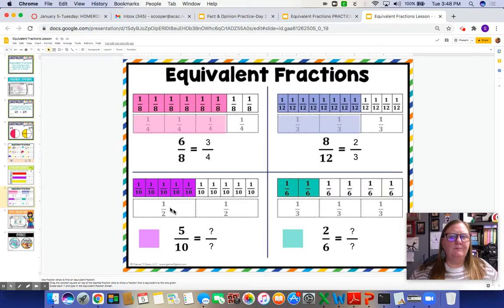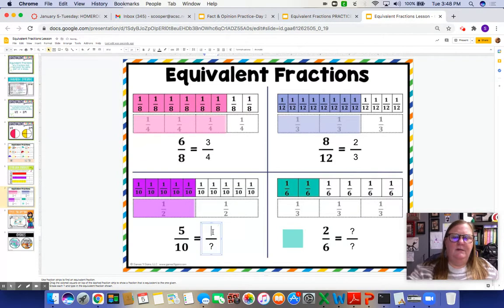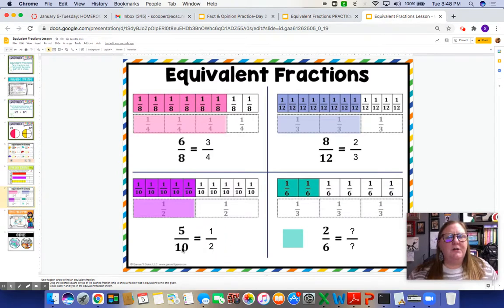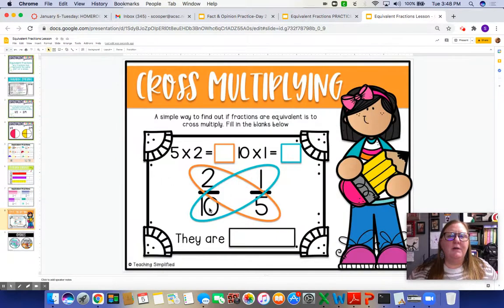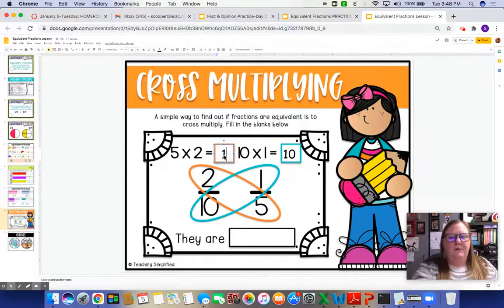And let's do one more. 1, 2, 3, 4, 5/10. We're going to move this purple square up and stretch it out till it's the same length and size. And how many halves did it take? Only one, right? So 1 over 2. And again, we can cross multiply to make sure. 10 times 1 is 10, and 2 times 5 is 10. And then this just shows you what I was talking about when you cross multiply, and we just did this. 10 times 1 would be 10, and 5 times 2 would be 10.